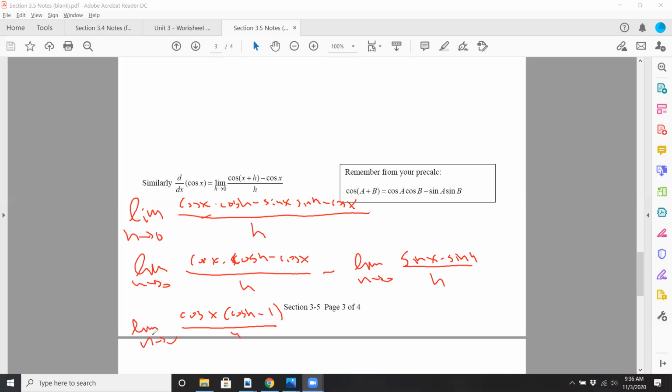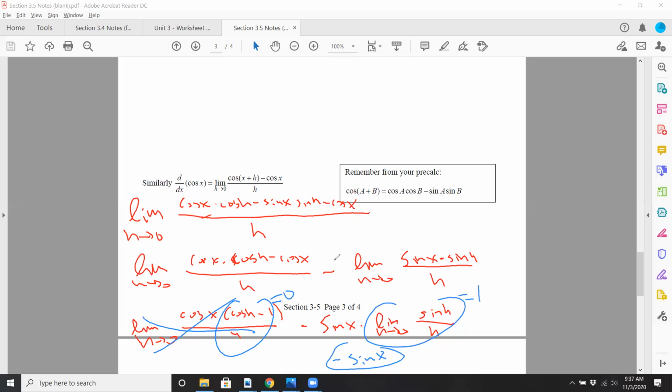You have that, minus the limit as h approaches 0. And actually, I'm going to pull the sine x off to the left here, times the limit as h approaches 0 of sine h over h. So I know that this is 1, and I know this limit is going to be 0. So basically, this just goes away, leaving just negative sine x. And that's how you get the derivative of cosine. The derivative of cosine is negative sine x.